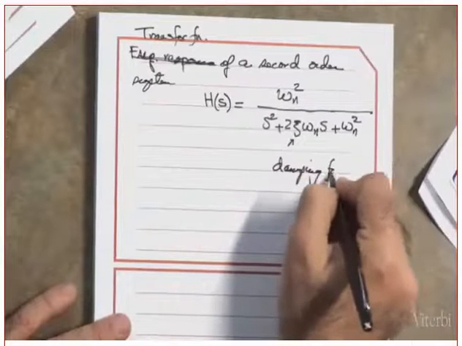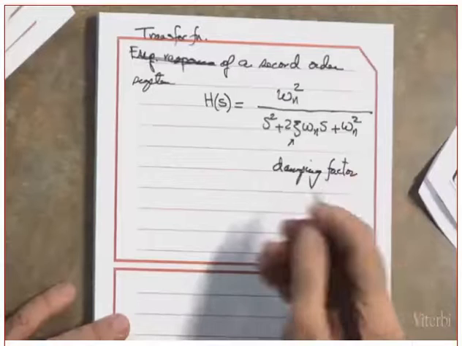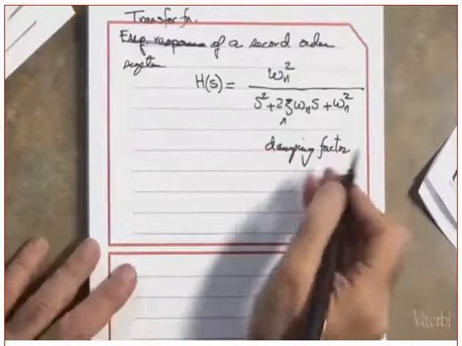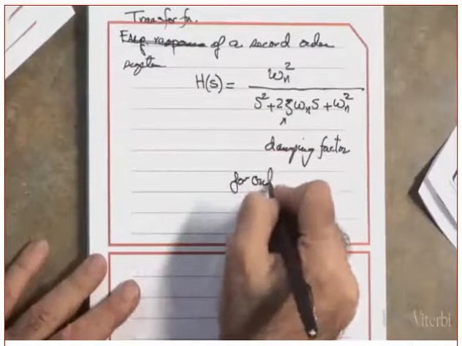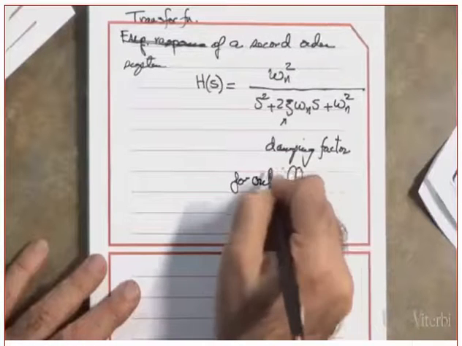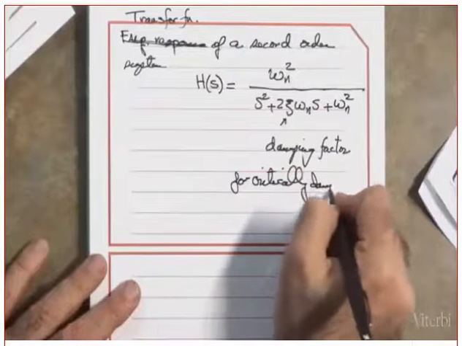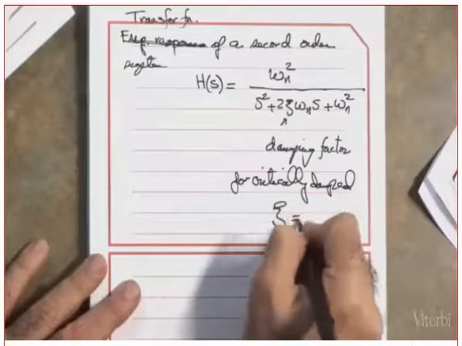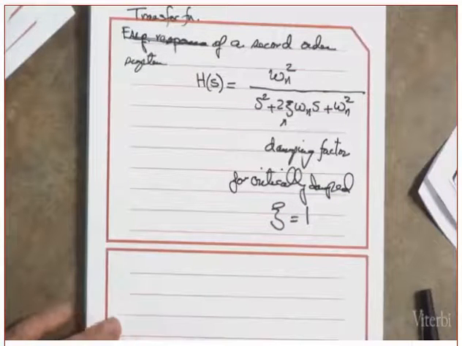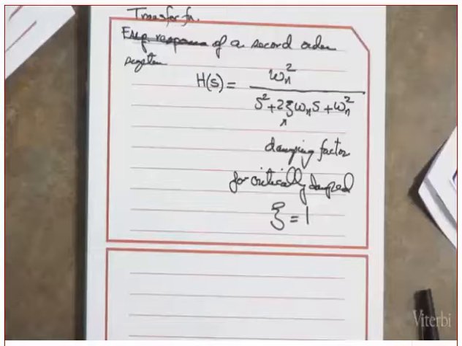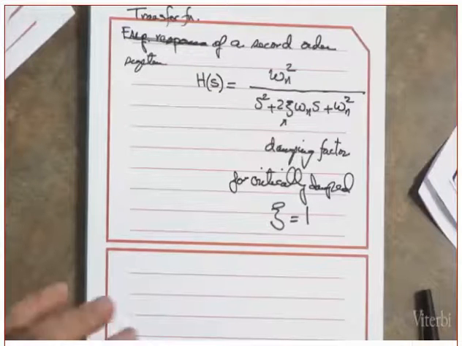I don't want to get into this because there is no point if you don't have the background. And what is it for a critically damped? Anybody? C is equal to what? 1. Clear? Underdamped, the C is what? Less than 1. Overdamped, the C is what? Greater than 1.